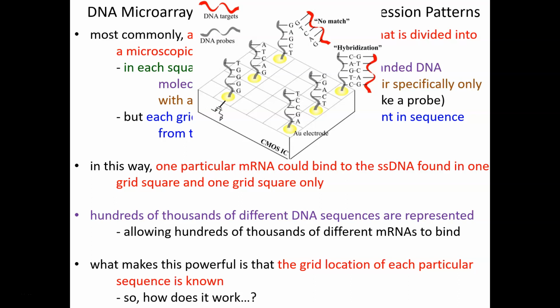Z43 represents the AMB1 gene, and we know that that grid square represents the single-stranded DNA from AMB1. So, how does this all come together and work? We start by making cDNA. cDNA is complementary DNA, and what the cDNA is complementary to is messenger RNA.